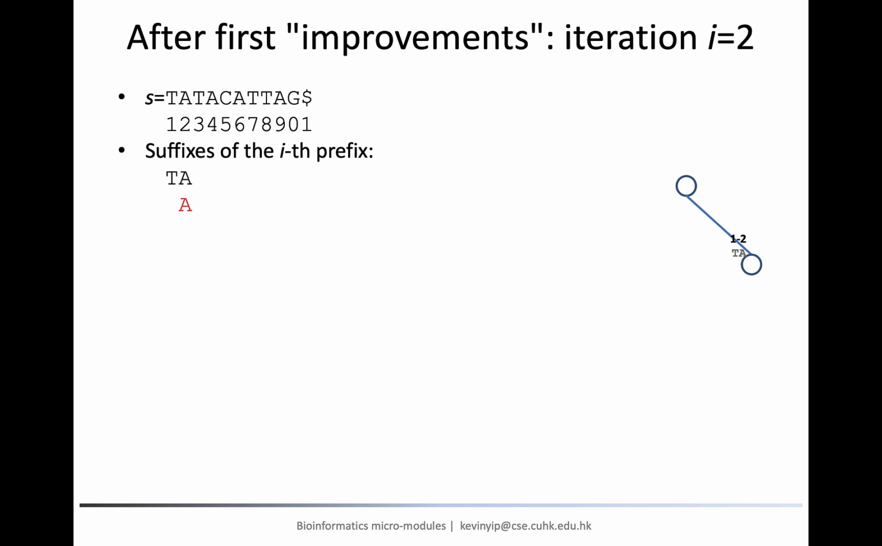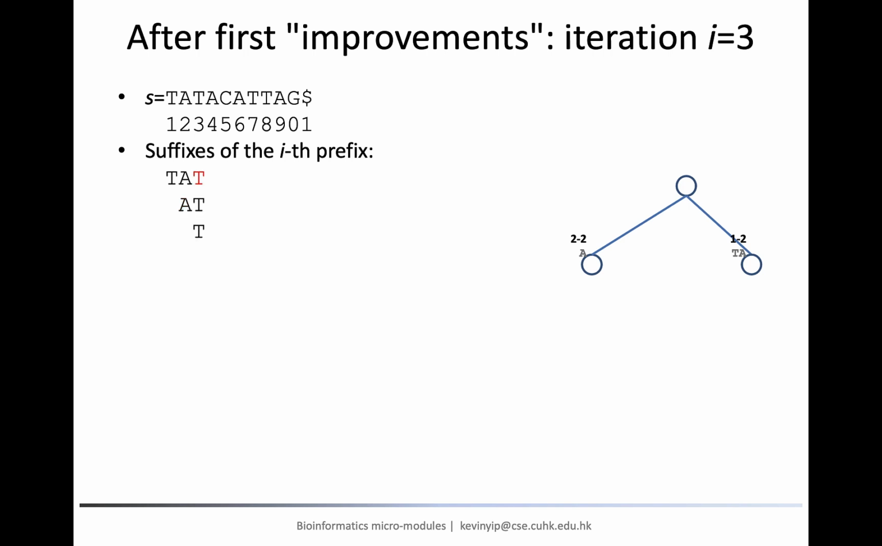We then move on to the involvement of the A in the second suffix of S. This time, the root does not have a child node with a label starting with A, and therefore we need to create it. This insertion is of type A, just like the insertion of the T in iteration 1.